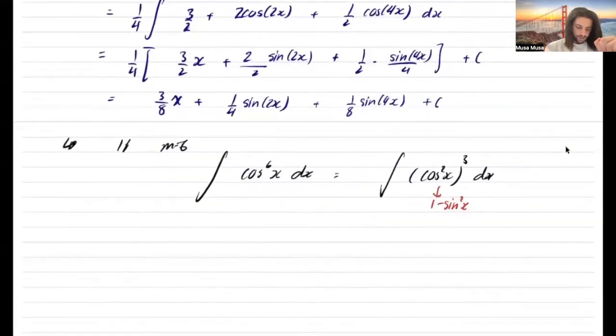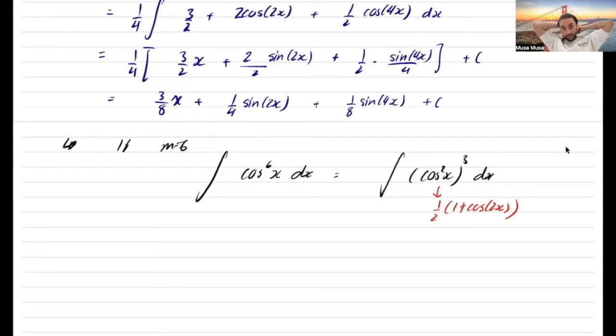Actually, no, my bad. What am I doing? That's the half of 1 plus cos 2x, isn't it? And then you would expand that. Then you'd get a square term, and yeah, it's just a mess. But you can see that that's the pattern for a question like this.